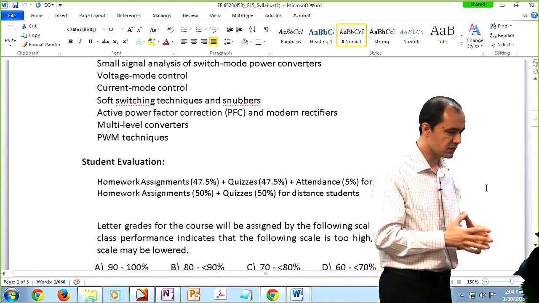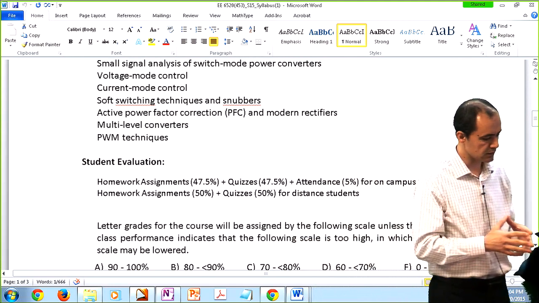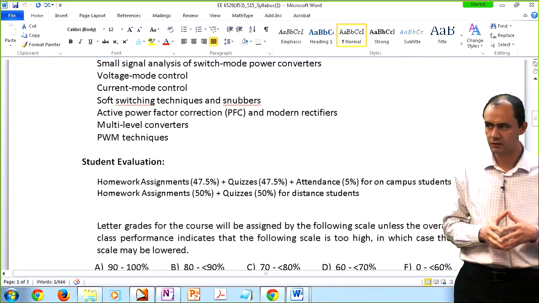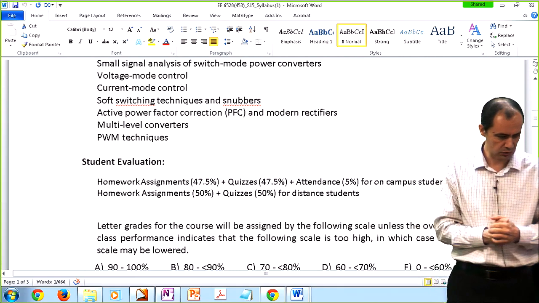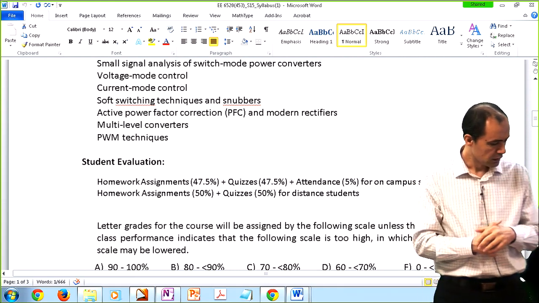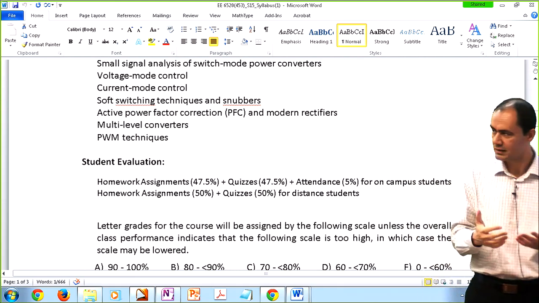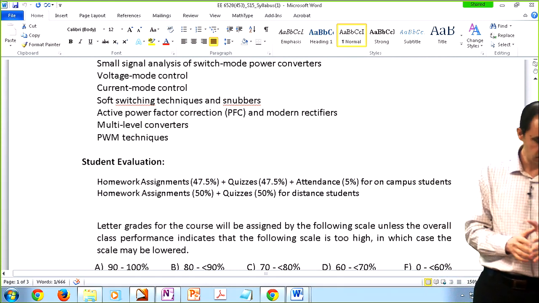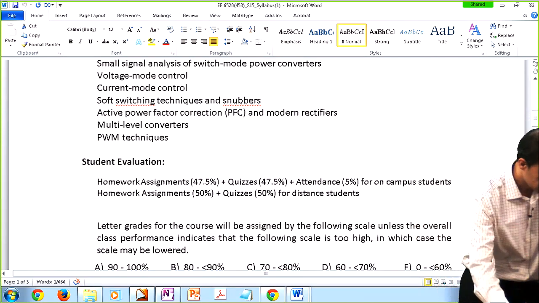Then 47.5% is homework assignments, then 47.5% is quizzes, and I'm going to show you the schedule of our quizzes. If you're a distance student, obviously attendance doesn't make sense, so it is 50% quizzes and 50% homework assignments.